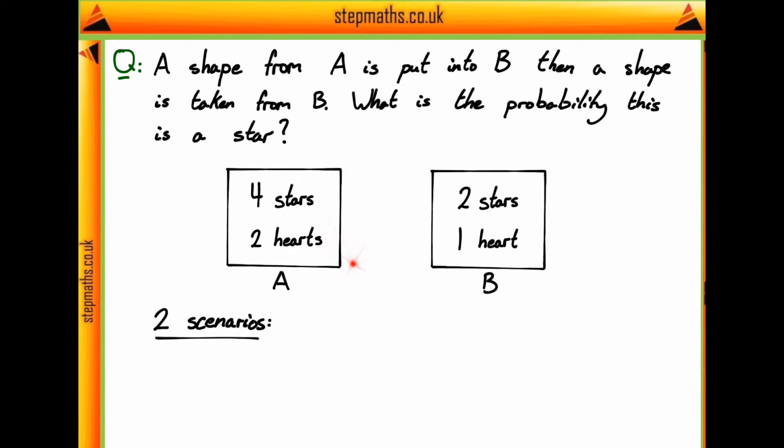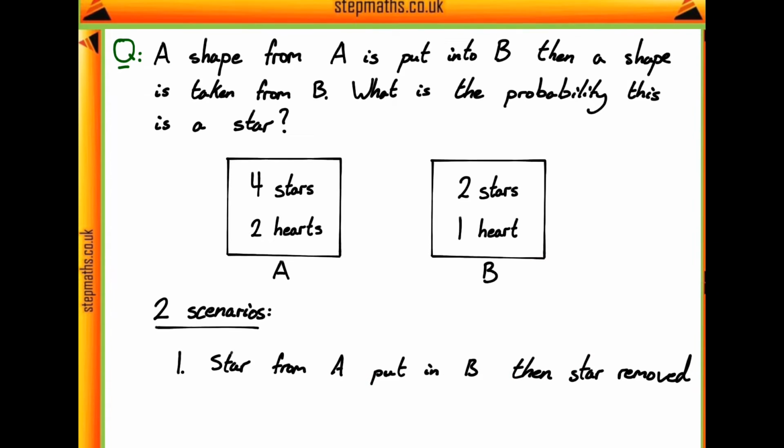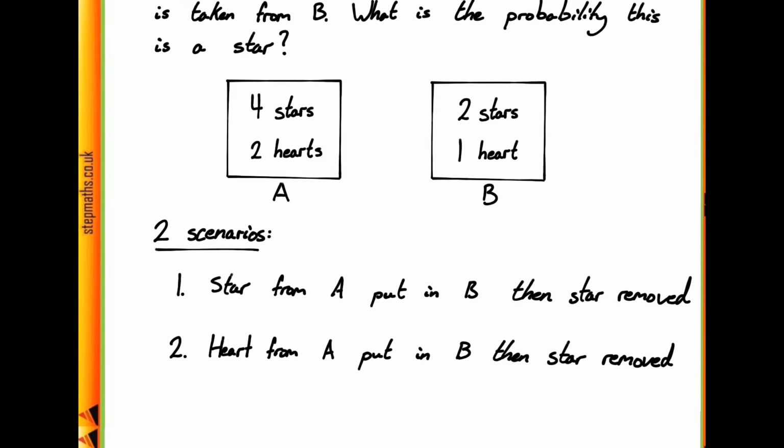Let's say our first scenario is that a star is taken from A and then put into B, and then a star is removed from B. Or we could take one of the hearts from A, put that into B, and then have a star removed from B. So to find the probability of a star being taken, we need to find the total probability of these 2 events occurring.